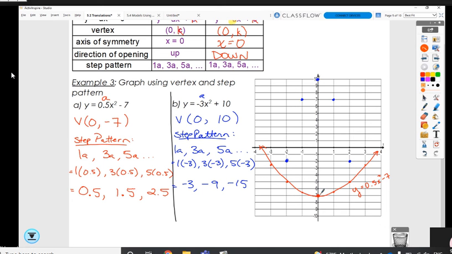We draw in our smooth curve. And this is y equals negative 3x squared plus 10. So far, so good.